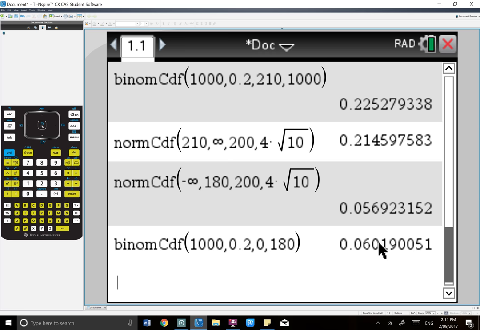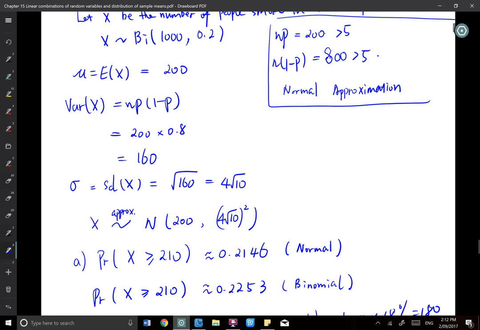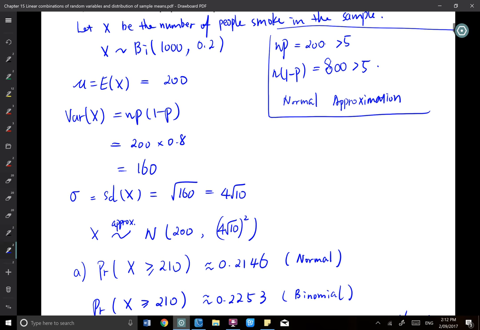Mu is 200, and the range is negative infinity to 180. Standard deviation is 4 times root 10. Questions? Well, this is exactly the same as methods. It's not specialist.